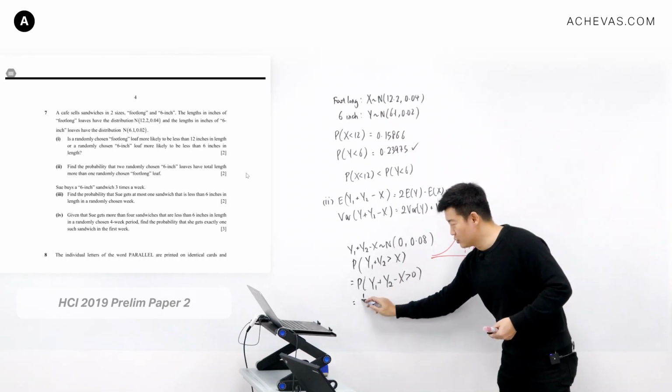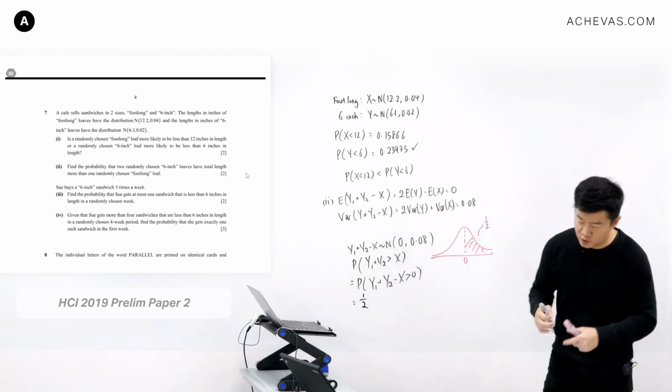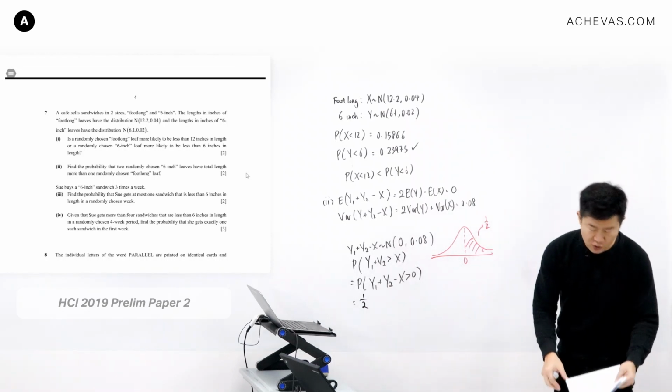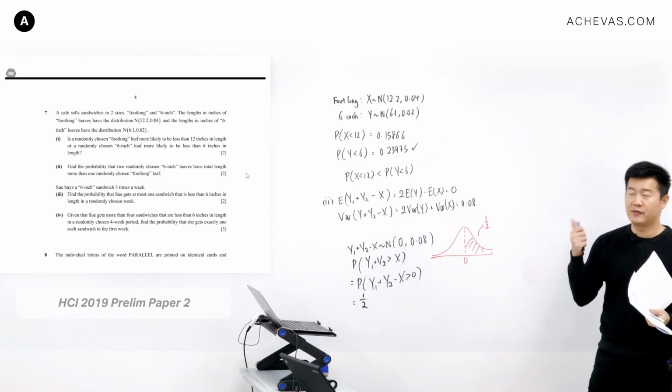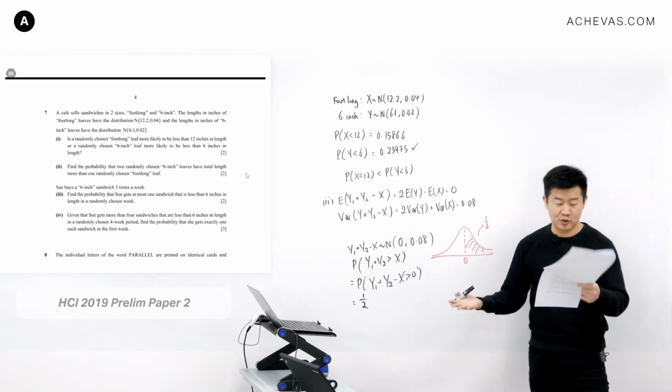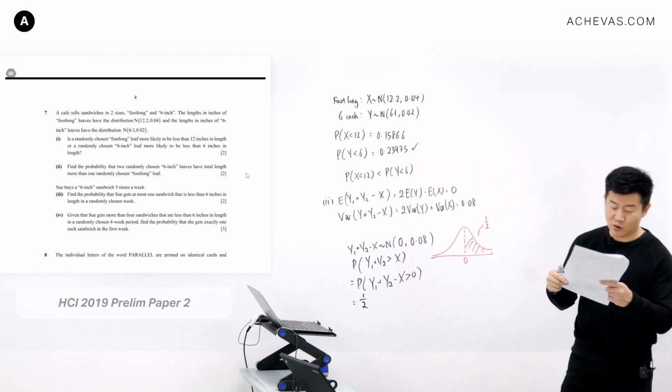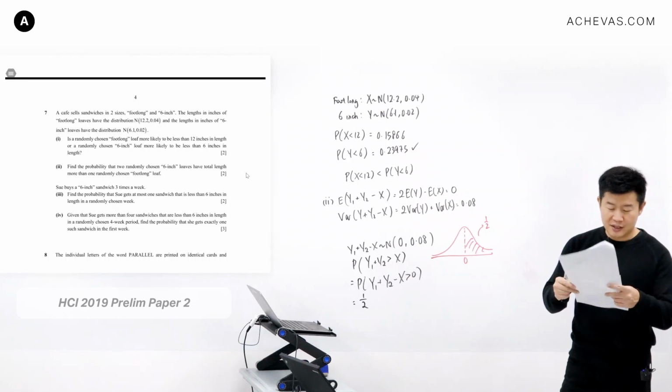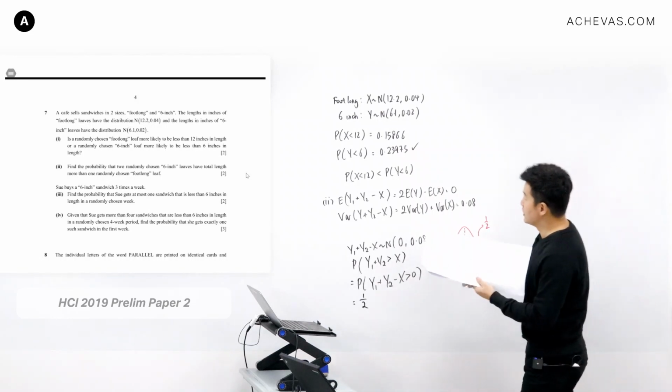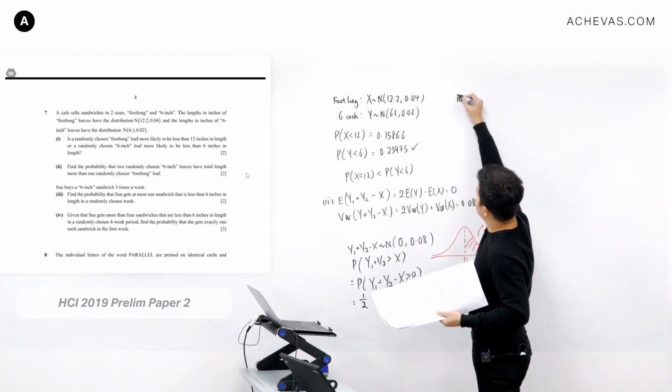This is going to be equal to half. Okay, it is still pretty easy. So far question number 5 was easy. 6 is, let's just assume that it is easy. 7 is also still pretty manageable. 7 part 3. Let's see whether it is still going to be as manageable.